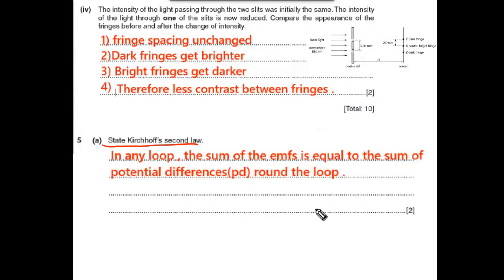What this answer is telling us is that in any loop, the sum of EMFs is equal to the sum of potential differences round the loop. So it simply means that if we have, for example, this circuit, let's say we have one resistor connected like this. Let's say this is R1. And we have another resistor connected like this.